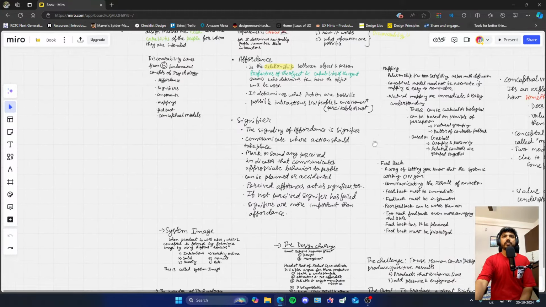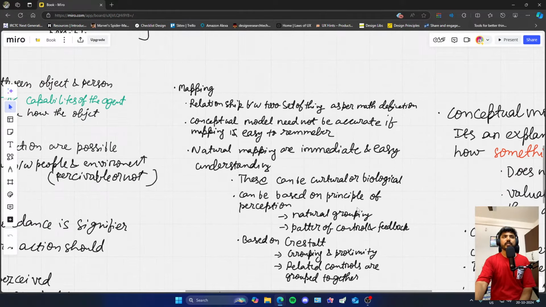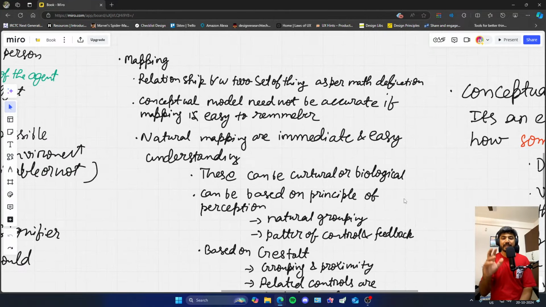Now we'll go back to the next concept, mapping. Mapping, the term, comes from a mathematical background, which means the relationship between two different sets of things or objects. Conceptual models need not be accurate if mapping is easy to remember. Now, conceptual models in itself is a topic, we'll come to that, but conceptual models need not be very accurate if your mapping is easy to remember.